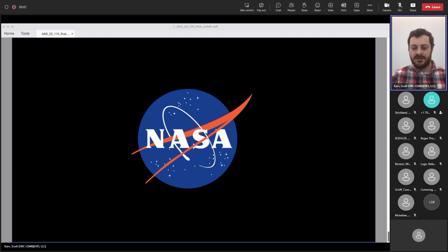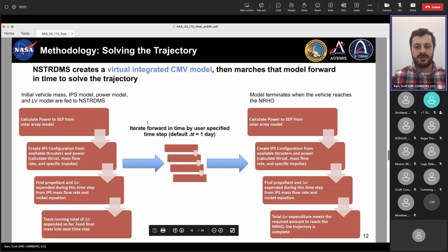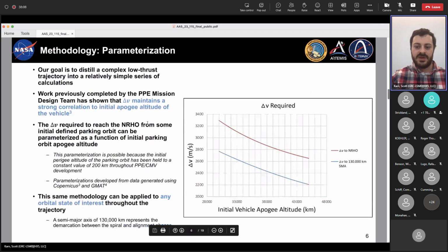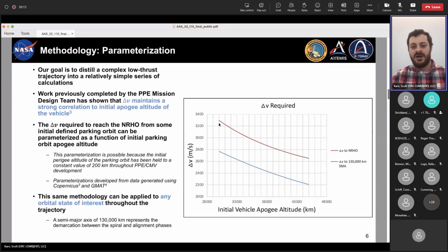So I'll jump way back to this curve. This red curve is our delta V parameterization, but essentially this is exactly what you're saying, where this curve is made up of dozens of different points that are Copernicus solutions, which you can think of as reference trajectories for different apogee altitudes propagating all the way out to an insertion into the NRHO. So yeah, we essentially are interpolating between all those solutions so that we don't have to run a full end-to-end trajectory in Copernicus. We can just use this interpolation as our starting point.